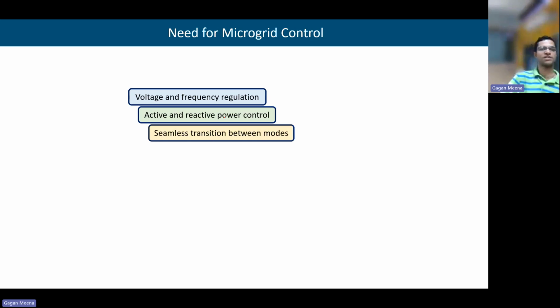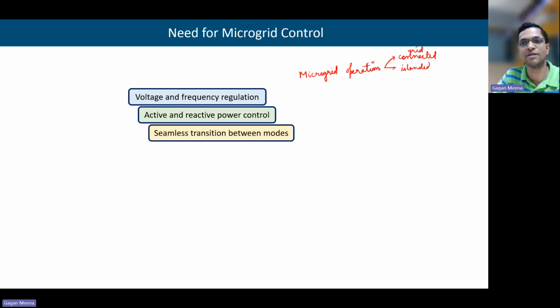Then we also want seamless transition between different modes. We already have studied and we already discussed about different modes of microgrid operation. The microgrid can operate in three modes. First one is the grid connected mode. Second mode is the islanded mode. And third one is the transition, when there is a transition from the grid connected to the islanded mode.